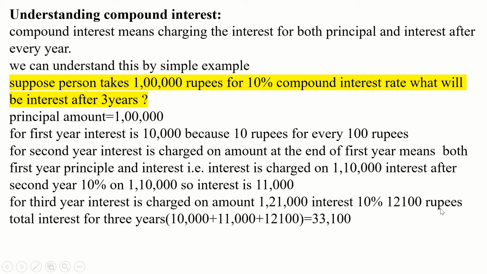So 12,100 rupees is the interest amount. Over the 3 years, the first year interest is 10,000, the second year is 11,000, and the third year is 12,100. So the total interest is 33,100. If we calculate it with simple interest, it will be simply 30,000. But with compound interest, it will be 33,100. So there is a difference of 3,100.